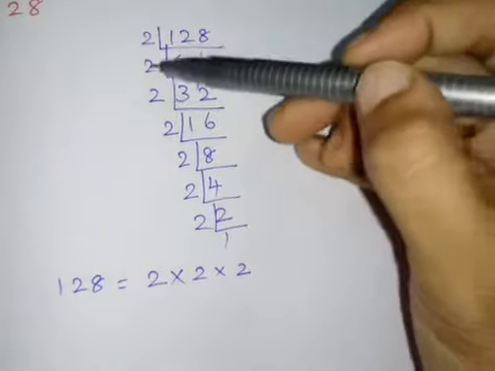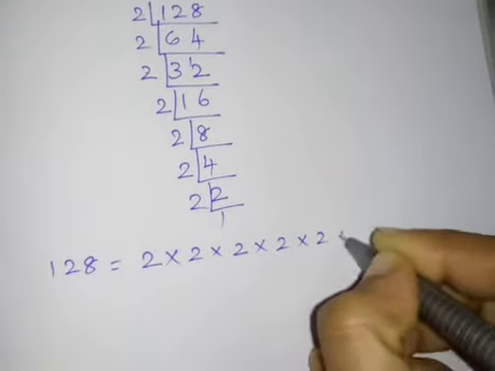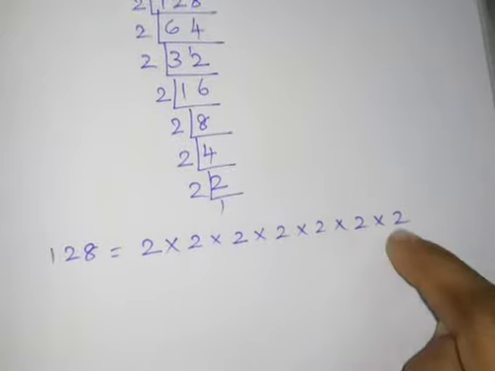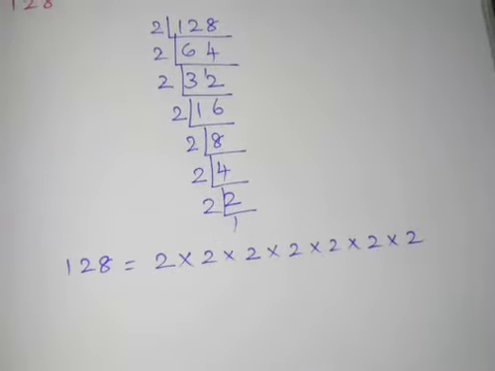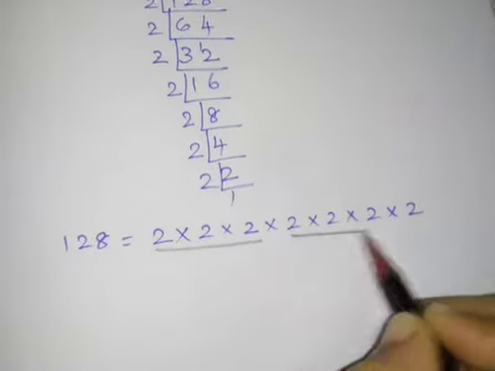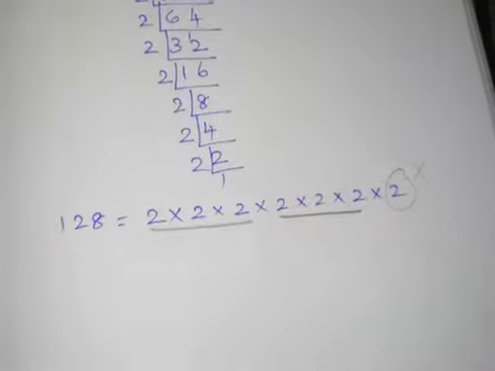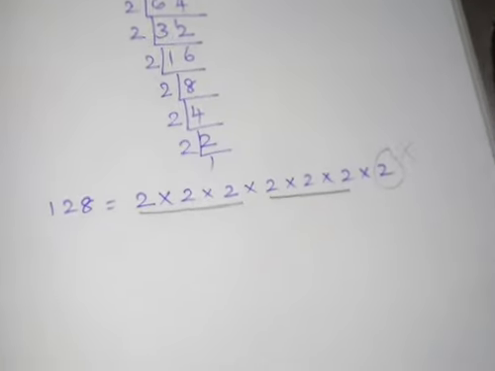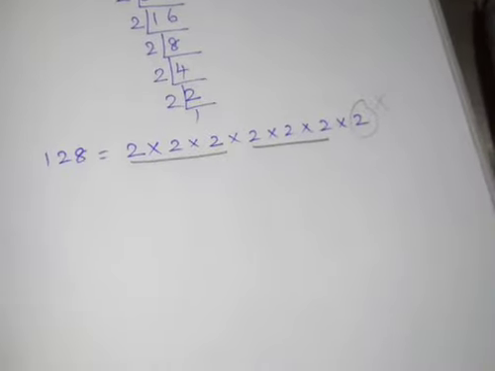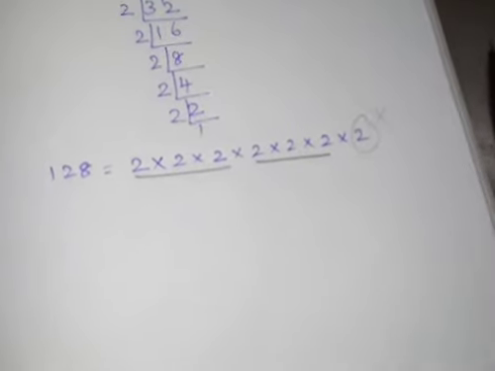How many 2s are there? 1, 2, 3, 4, 5, 6, 7. I'm just writing 7 2s. So check whether the group is formed. These three 2s form a group, and these three form a group. So this 2 is extra. So what number should you divide by on both the sides? We should divide by 2 on both the sides. Only if you divide by 2, we will obtain that perfect cube.